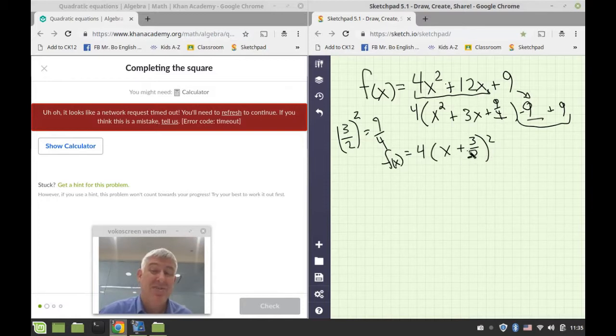And this looks like our vertex form. So I know the vertex for this parabola, if I wanted to graph it, is at 3/2, and plus a 0 over here. And it's 4, it opens up, and it's really narrow, so it's going to look something like that.